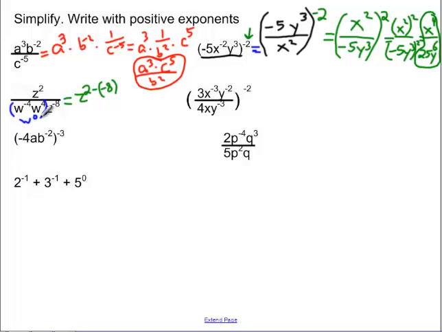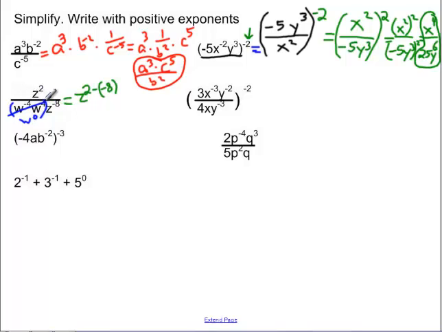What's w to the 0th power? What is anything to the 0th power? That would be 1. So we can just simply write that as 1. We're assuming that w is not equal to 0, so that we can apply the rule that anything to the 0th power is just simply 1.